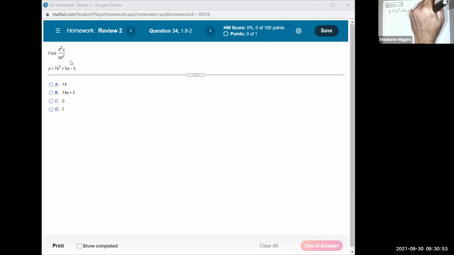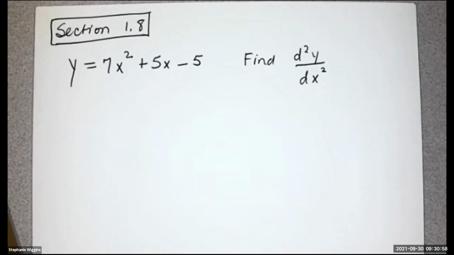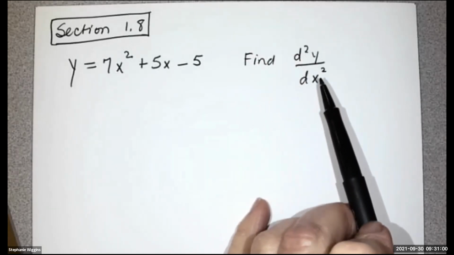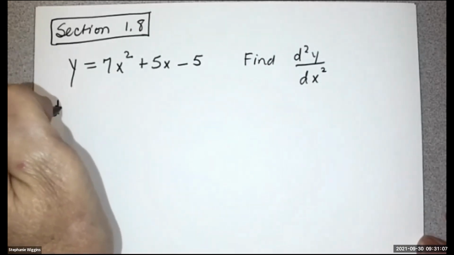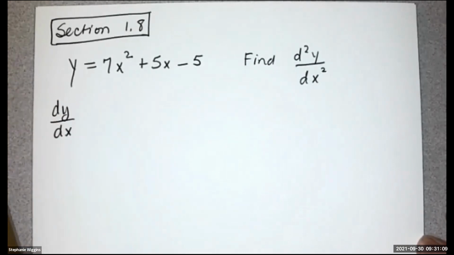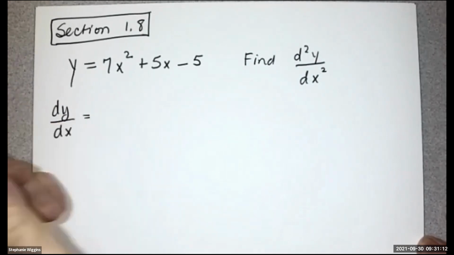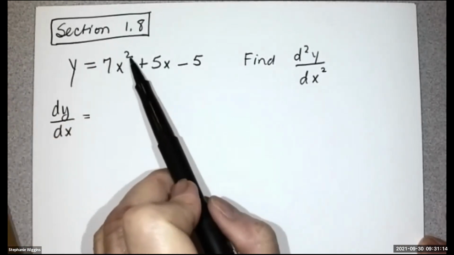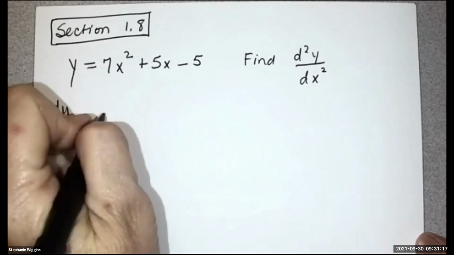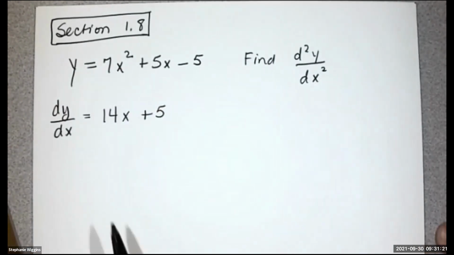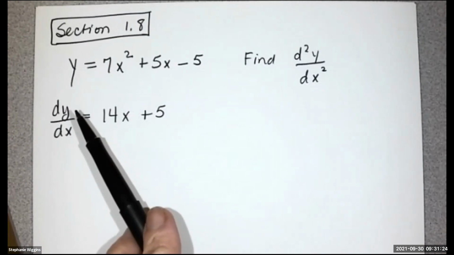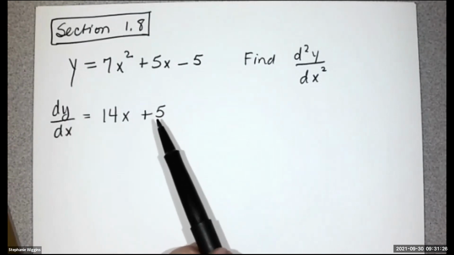Let me talk for a moment. What does that mean? d squared y dx squared is a way of saying the second derivative. The first derivative is dy dx. Taking the derivative of this polynomial, we apply the power rule, and we have 2 times 7 is 14x plus 5. So this is dy dx, the first derivative.